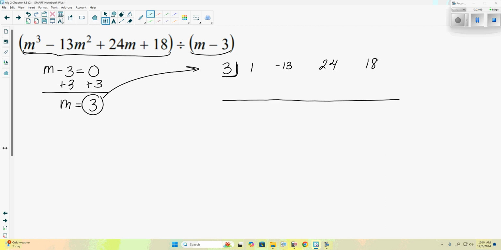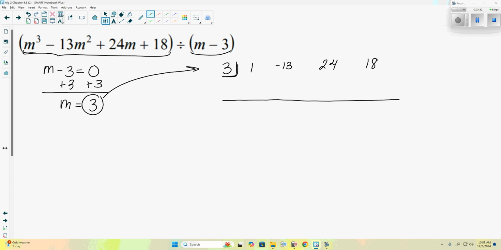So we need all the coefficients, and if one of them is missing, we fill it in as 0. But here we have them. We have our m cubed, m squared, m, constant term. And the number of numbers that we have going across that line is always going to be one more than the degree. So the degree is 3. We should have 4 numbers. We good with this so far?